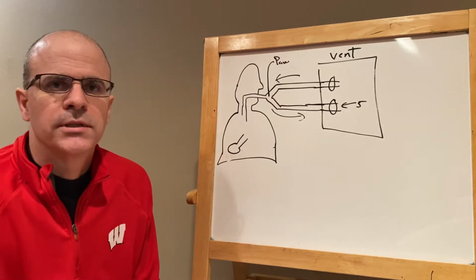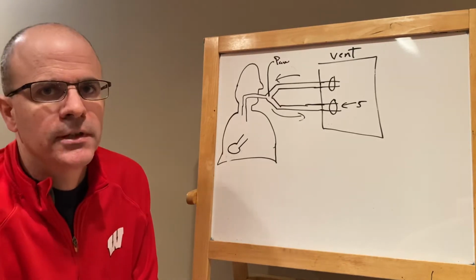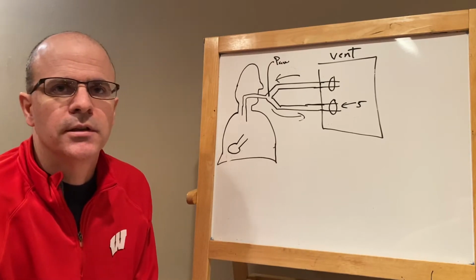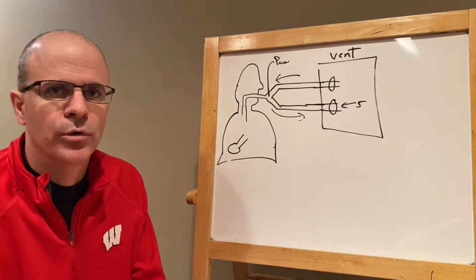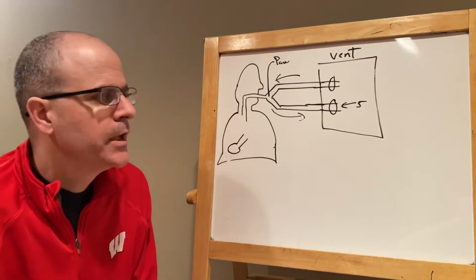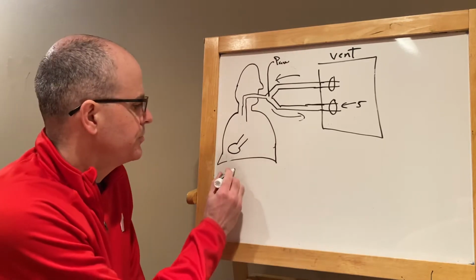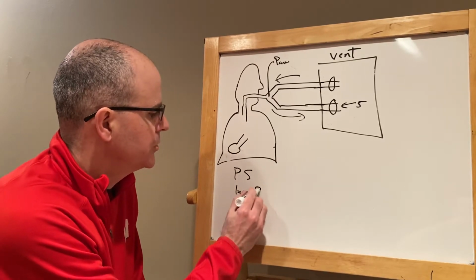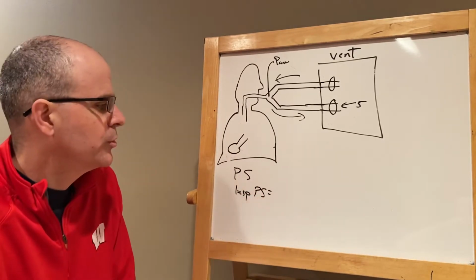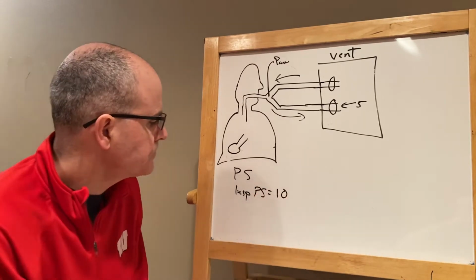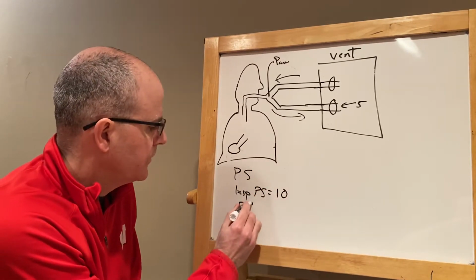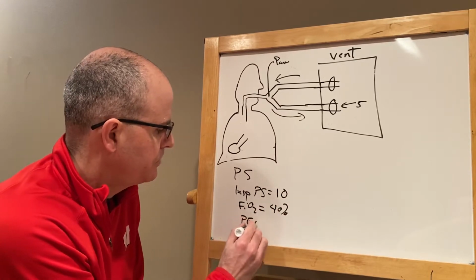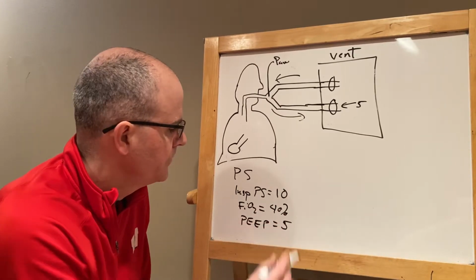Okay, so in this video we'll talk about pressure support. It's a mode of ventilation that's oftentimes used in people who are breathing a little bit better spontaneously and need a little bit more control over their breathing pattern. With pressure support, you will once again set an inspiratory pressure level, or we sometimes refer to it as the pressure support, maybe something like 10. Once again, set an FiO2, maybe 40%, and once again set a PEEP, maybe something like 5.